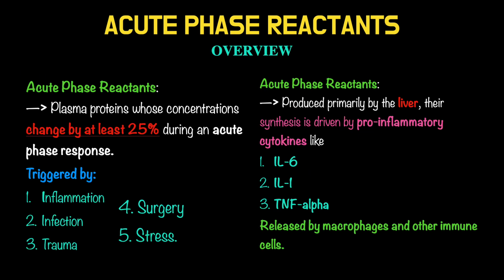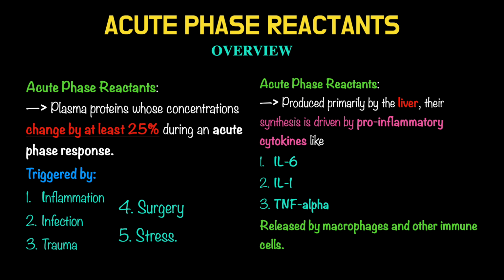So, what are acute phase reactants? These are plasma proteins whose concentrations not only increase, but there is a criteria for that, right? They change by at least 25% during an acute phase response. Acute phase response to what? It is a response to infection or any insult to the body, right? They are triggered by inflammation, infection, trauma, surgery, stress, anything that is an insult to the body.